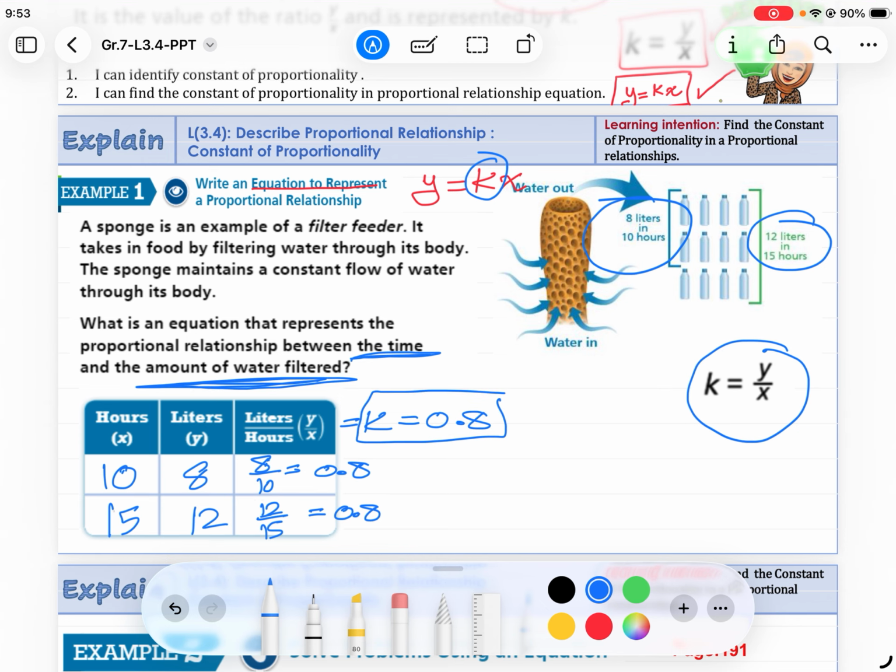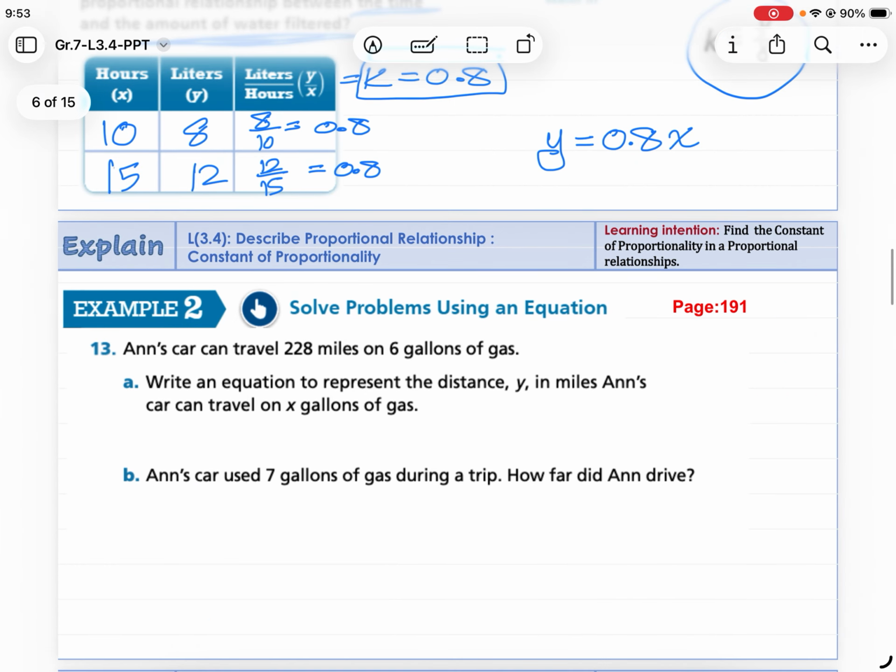So I found my first step. My second step, I'm just going to write my equation. y equals 0.8x, and I'm done. Okay, so that's it for me, guys. Now let's move on.